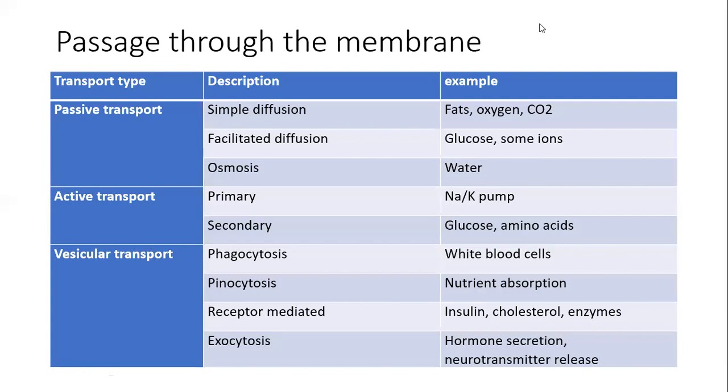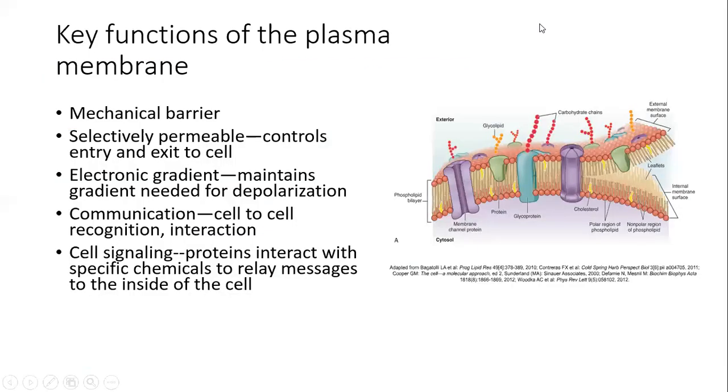Some concepts include the functions of the cell membrane, which acts as a mechanical barrier. You remember this glorious bilipid layer that has so many roles. It really holds the cell together and it allows the cell to control its environment. It's selectively permeable, which controls entry and exit from the cell.